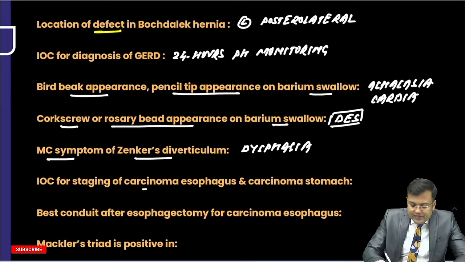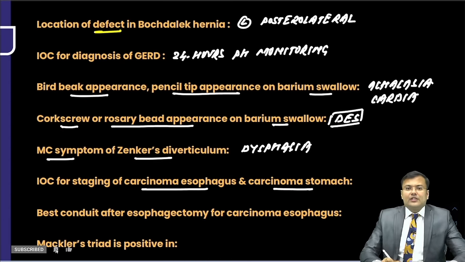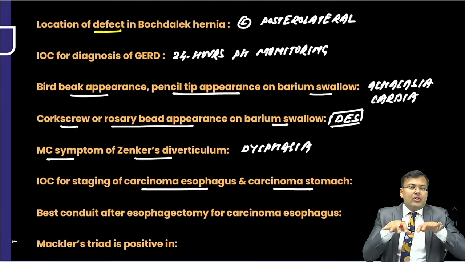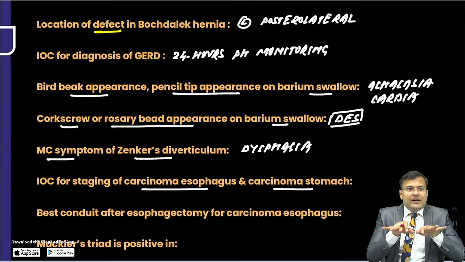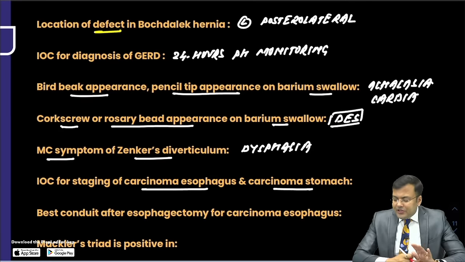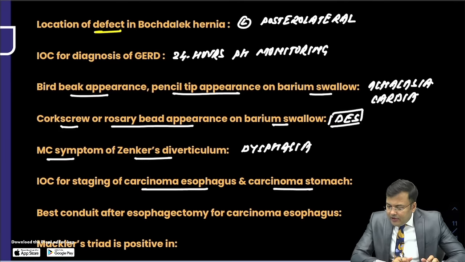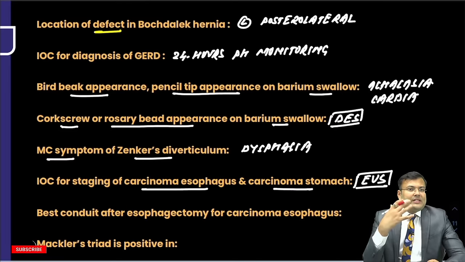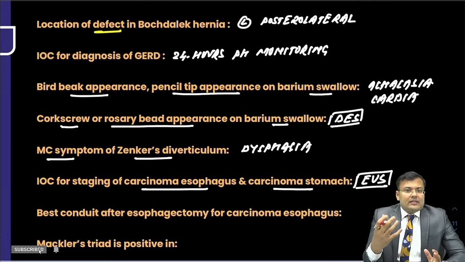Investigation of choice for staging of carcinoma esophagus, carcinoma stomach. You know, in GIT, staging is dependent on T staging. It's dependent on depth of penetration. So tell me, investigation of choice for staging. Not biopsy, endoscopic ultrasound. Very good. Investigation of choice for diagnosis is endoscopy with biopsy. Staging, it is endoscopic ultrasound in both carcinoma esophagus as well as carcinoma stomach.